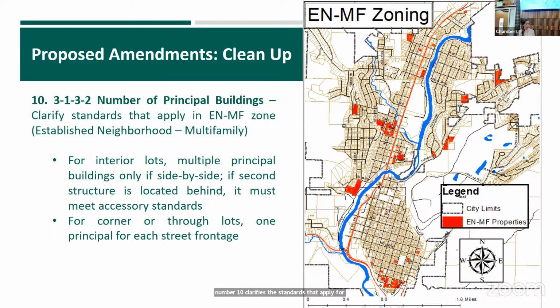So for interior lots, multiple principal buildings are allowed only if they're side by side. If the second unit is behind the first, it has to meet accessory standards. And then for corner or through lots, one principal structure is allowed for each street frontage.